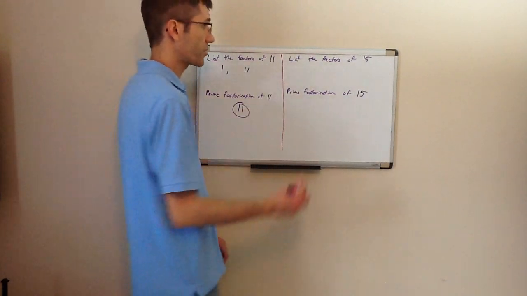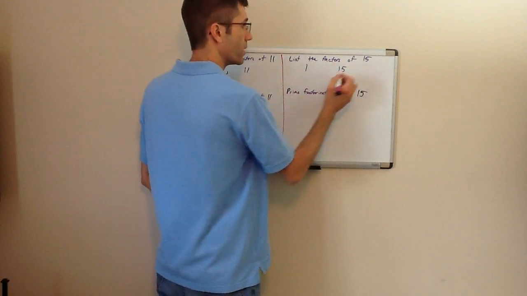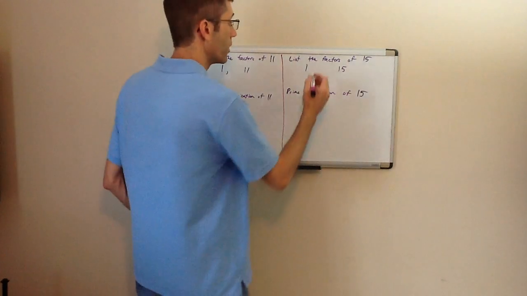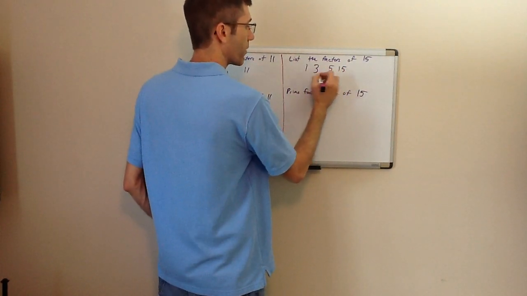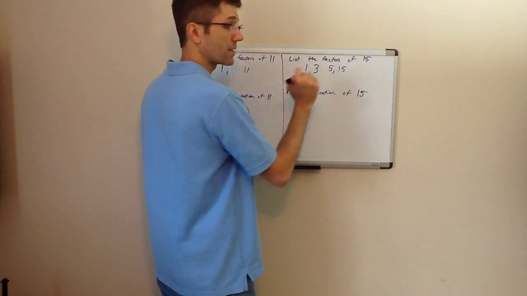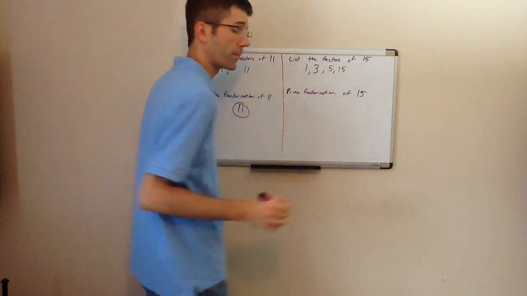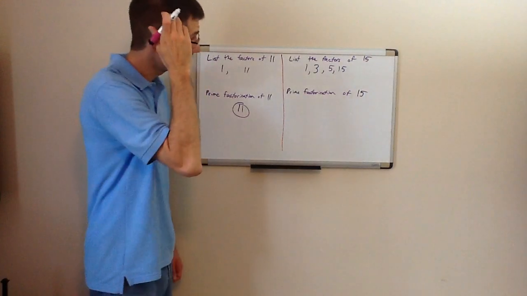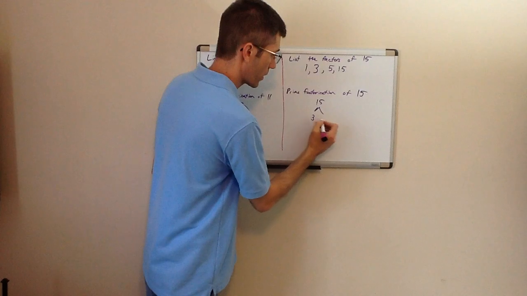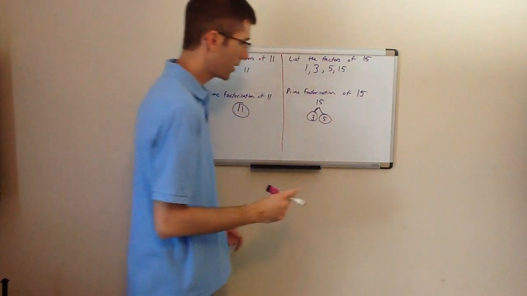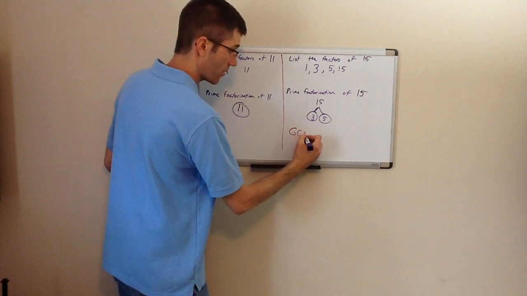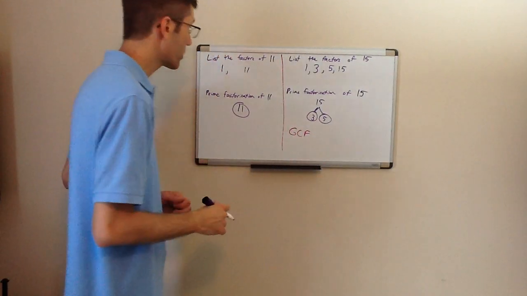Okay. Factors of 15. 1 and 15. 2, no. 3, yes. 3 times 5. 4, no. 5, already on the list. We're done. Okay? Prime factorization of 15. 15 is really 3 times 5. So now we get down to the other question. What is the greatest common factor between these two numbers?